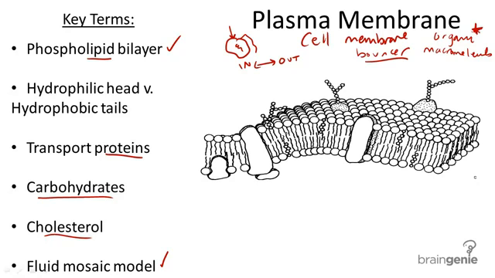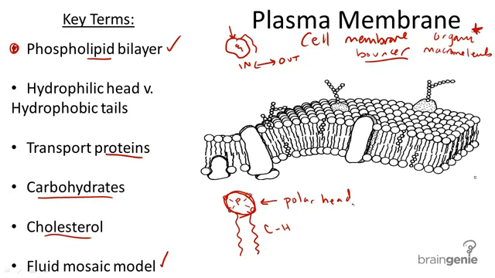The plasma membrane is made of a phospholipid bilayer. A phospholipid is a long, nonpolar hydrocarbon fat tail made of carbons and hydrogens bonded together, along with a polar head. This polar head is made of phosphorus and oxygen atoms.